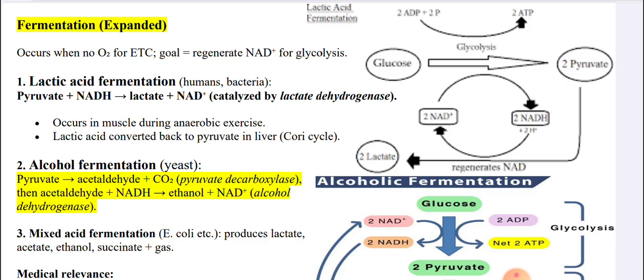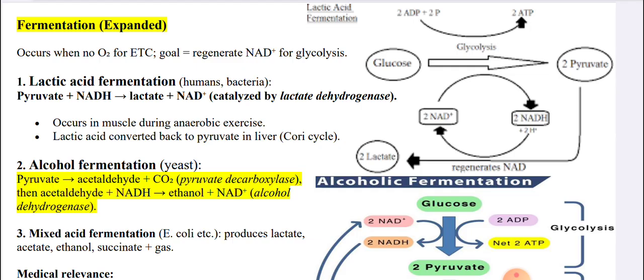It's a survival strategy, buying the cell time. Okay, so how does it regenerate NAD? What happens in our muscles, for example? In human muscle cells under anaerobic conditions, like intense sprinting, we use lactic acid fermentation. The end product of glycolysis, pyruvate, acts as the electron acceptor. An enzyme called lactate dehydrogenase takes the electrons from NADH and transfers them to pyruvate, converting pyruvate into lactate. And in the process, NADH becomes NAD+ again.